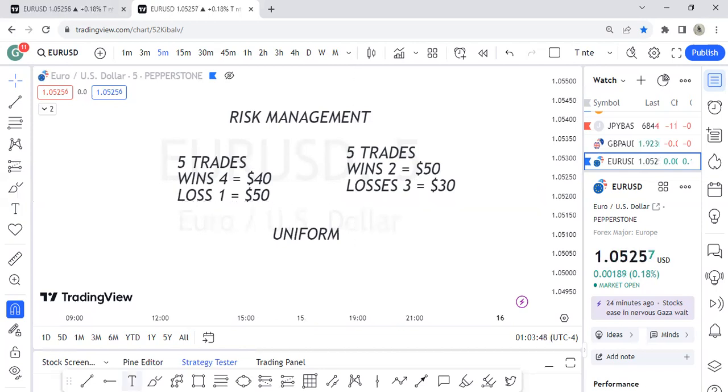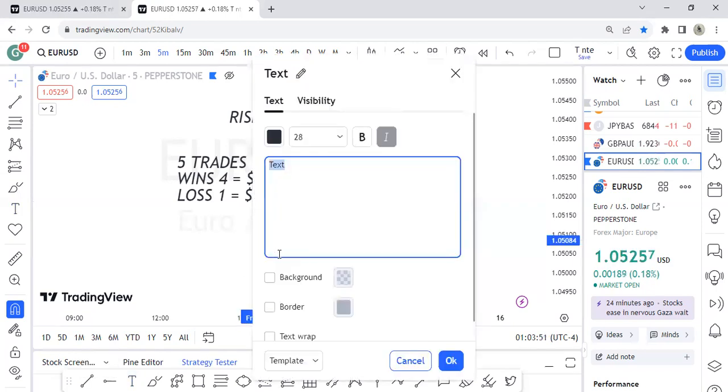The second thing that you must do for risk management to work for you is that your risk to reward must be above 1:2. It must be 1:2 and above. This is one of the things that you must put in place.